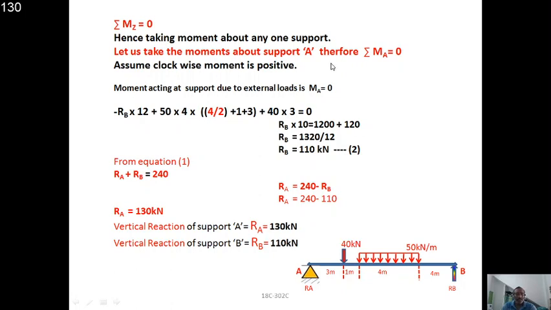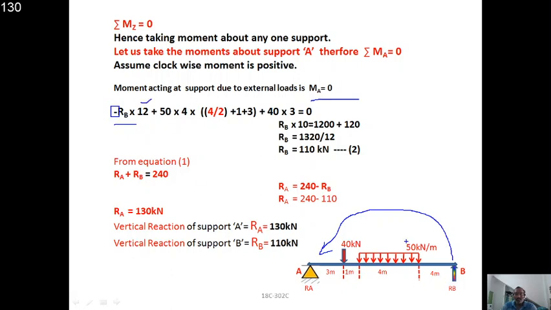So I am taking the support about A. It is optional, you can take about B also, right? In a similar way you have to calculate MA, and RB is coming upward towards A, hence it is anti-clockwise direction, taken as negative, and the total distance is 12 meters, right?